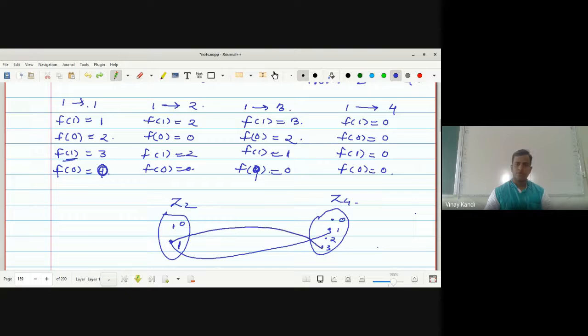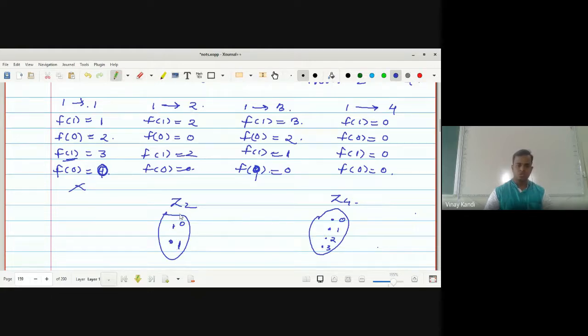Will this be a function? First, will it be a function? For every element of the domain, we should get a unique image in the codomain. But here we get two images in the codomain. This is a one-many type mapping, right? One-many type mapping. Is it correct? So this is not a function. It is neither a function nor a homomorphism. Now the next one.